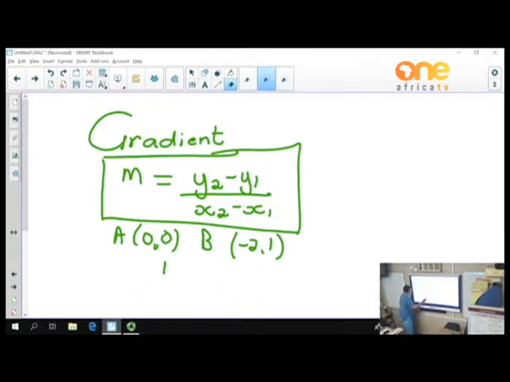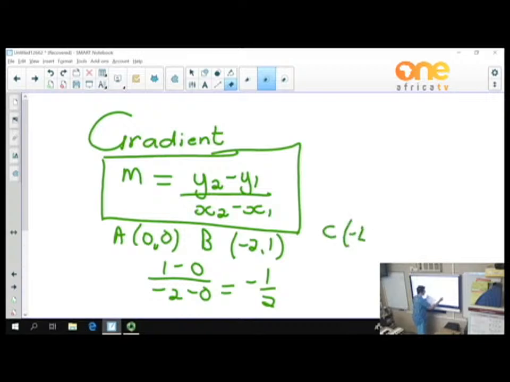So it is 1 minus 0 over negative 2 minus 0, and that's then negative a half. So the slope will be negative there. Okay, number 2, plot the points on the coordinate plane, and then what can you say about the line segments? Oh, then we have the second one, number C and D. So C is now negative 4, 0, and the second one is then negative 2, negative 1.